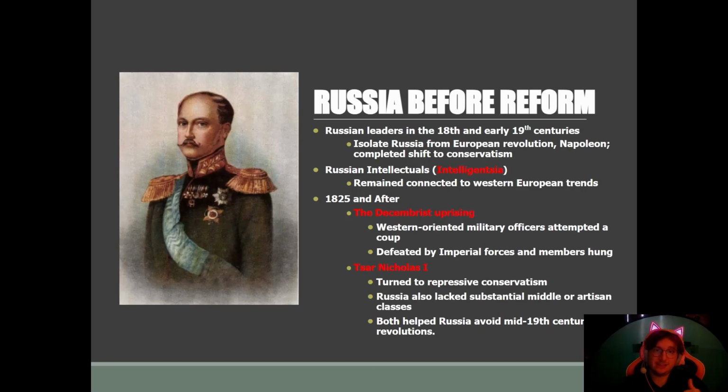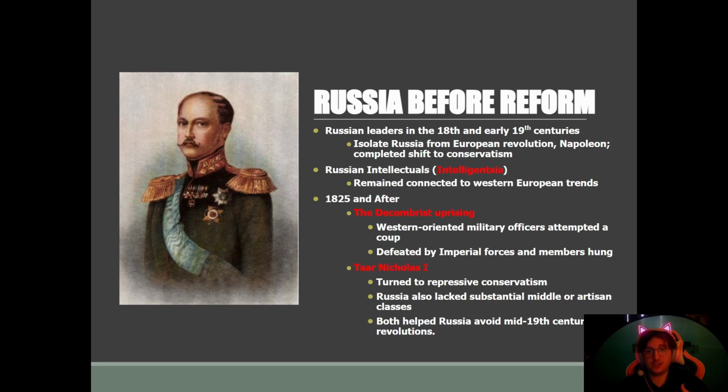Russian leaders in the 18th and early 19th centuries try to isolate Russia from European revolutions. Napoleon's invasion is going to complete the shift to conservatism and really stop Russia from trying to reform. Russian intellectuals, or the intelligentsia, will remain connected to Western European trends and try to reform Russia from within. 1825 and after, we have the Decembrist Uprising.